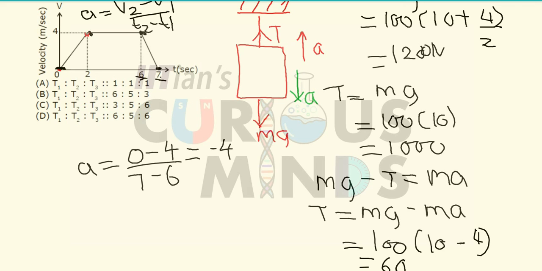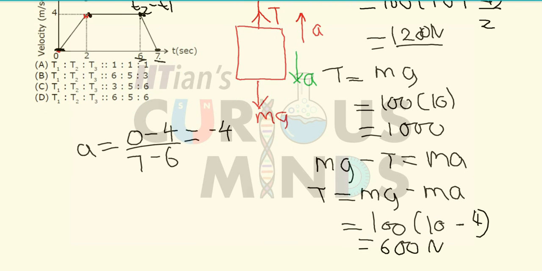So it will be equal to 600 Newton. So if I take the ratio, in the first case it is equal to 1200, in the second case it is equal to 1000, and in the third case it is equal to 600. So basically if I take the ratio, it will be equal to 12 is to 10 is to 6. If I divide it by 2, it will be equal to 6 is to 5 is to 3, which is option number B.